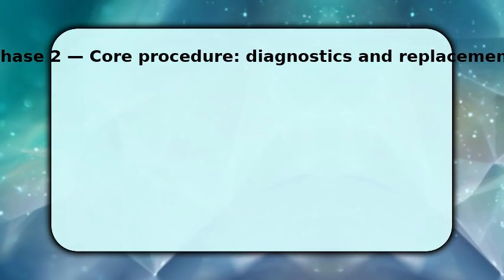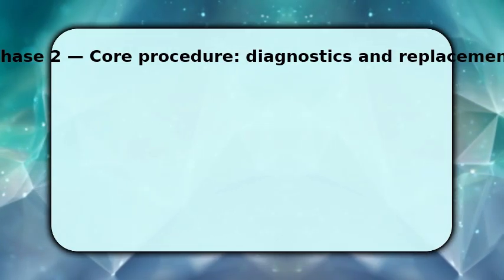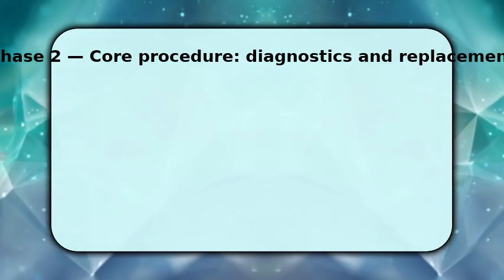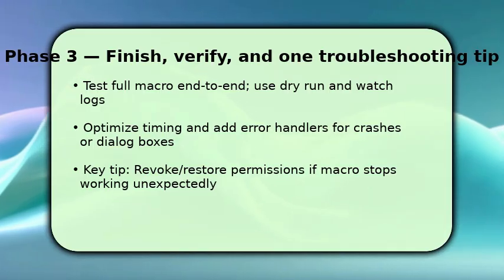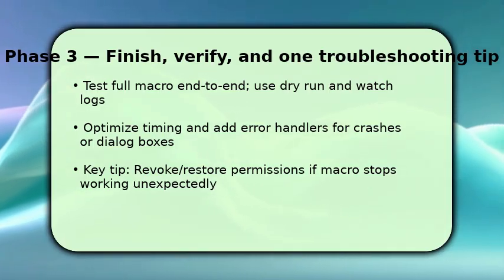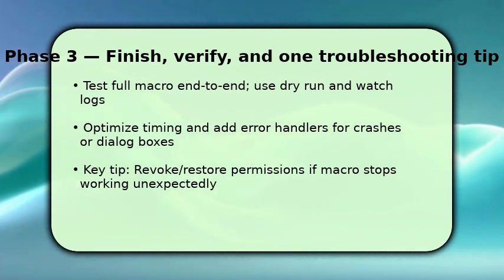Make sure to test step by step and observe logs so you understand why a step failed if it does. Finish by validating the complete macro with a full test run and watch the log output. If timing issues appear, tweak waits and add conditional checks for dialogues or pop-ups. That prevents false failures. Once stable, set triggers and scheduling.